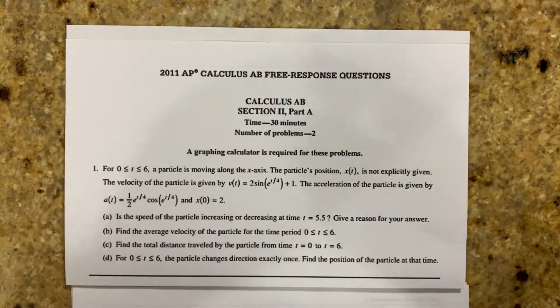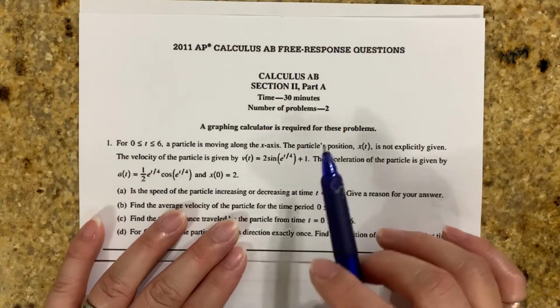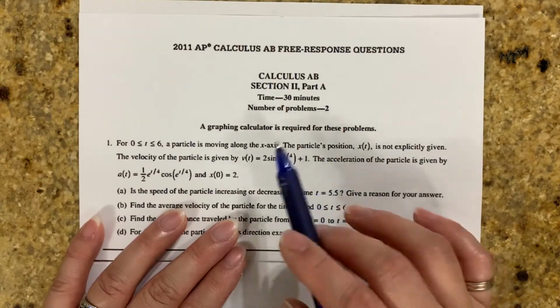This is 2011 FRQ number 1. Starting this year, the calculator questions are now down to 2, and the non-calculator questions are now up to 4 questions, right? So it's going to be a 2 and 4 instead of the old 3 and 3.